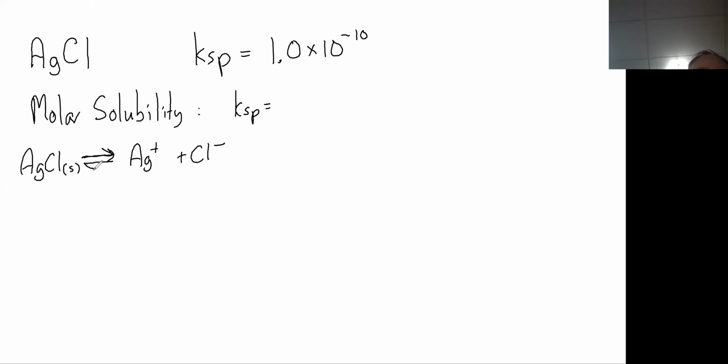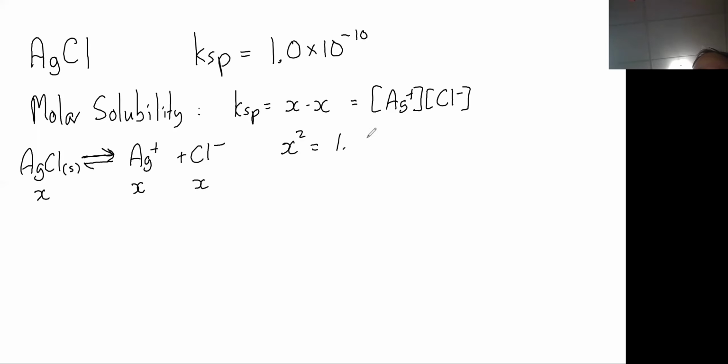So let's say that X is the molar solubility of silver chloride, then the amount of silver ions produced would be X also, and so would the chlorides. So we would have X times X. We should have written the formula here: Ag plus times chloride. So that would be X squared is equal to 1.0 times 10 to the minus 12.